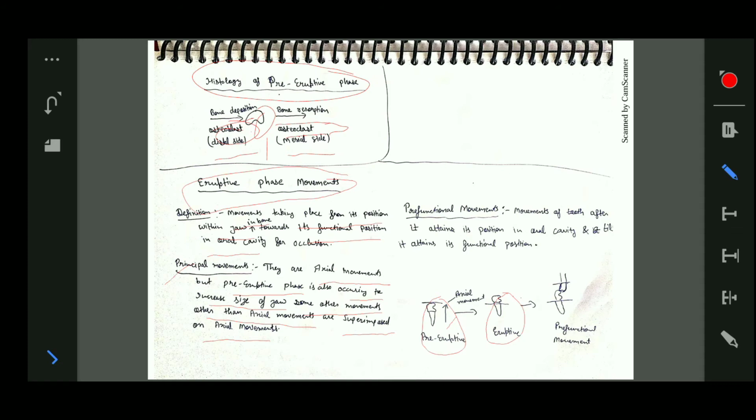Now let's talk about the very important movements which are exclusive to the eruptive phase, the pre-functional movements. These are the movements of the tooth from when it attains its position in the oral cavity until it attains its functional position. So we can say these are the movements which take place before the teeth start functioning. This is the diagram of pre-functional movement.